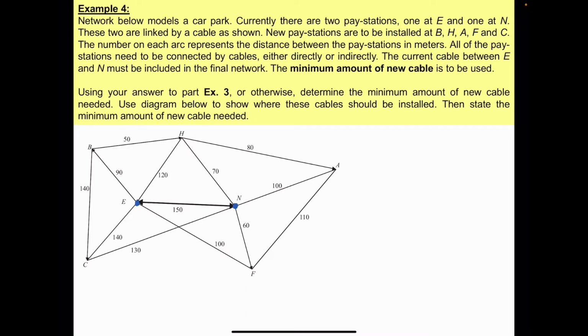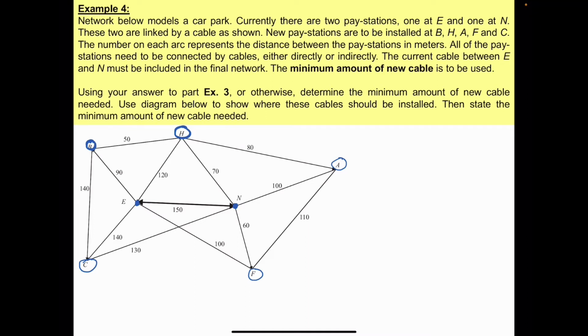represents this link. The new pay stations are to be installed at B, H, then A, F, and C. The number on each arc represents the distance between the pay stations in meters, and all of the pay stations need to be connected by cables, either directly or indirectly. The current cable between E and N must be included in the final network.